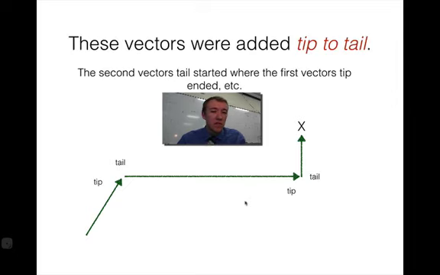When you add vectors, very important here that you add tip to tail. So notice that the tip of this vector here matches up with the tail of this vector right here. Same thing over here. Tip of this vector matches up with the tail of that vector. Vectors are always added, always, always, always tip to tail.